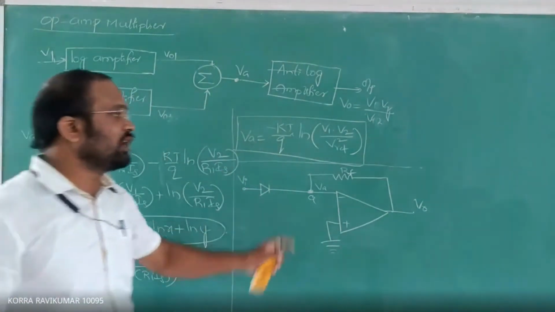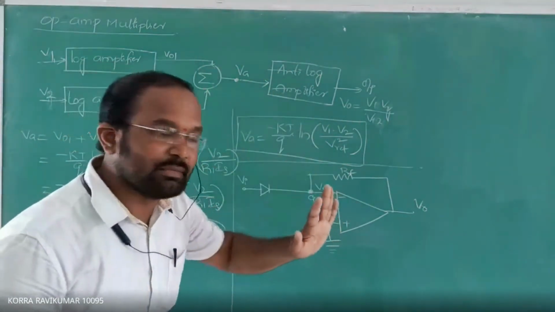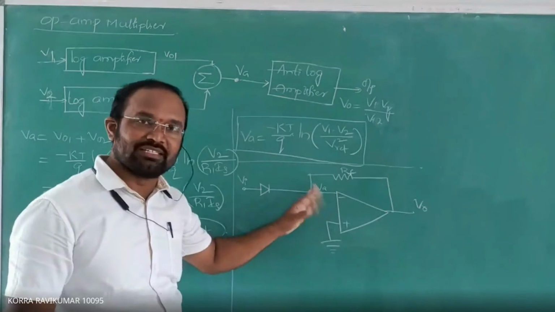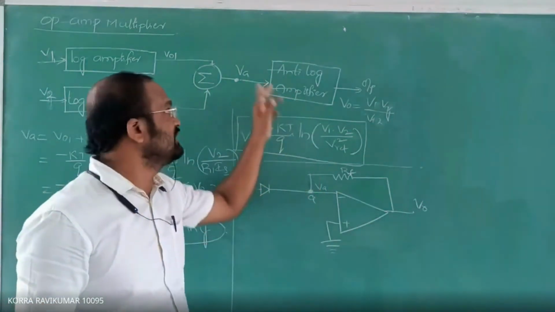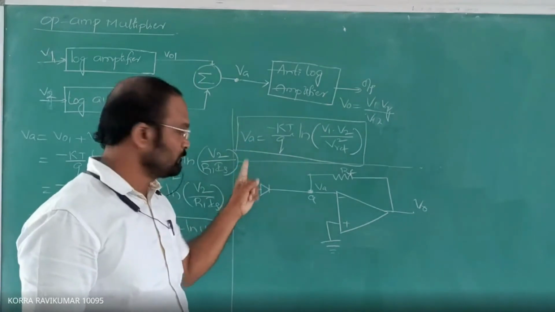So this is the anti-log amplifier. Its input is VA. Here VA means not the virtual ground. This is not this VA. This VA is this one.